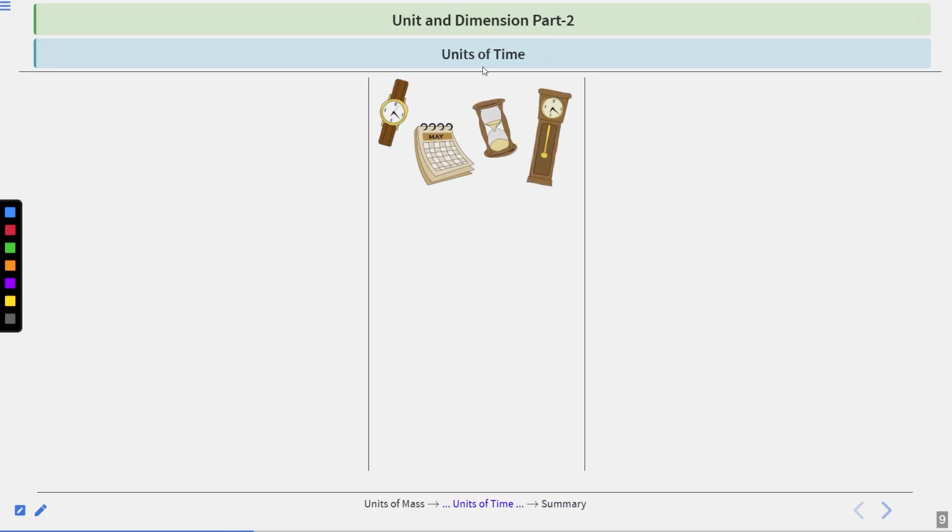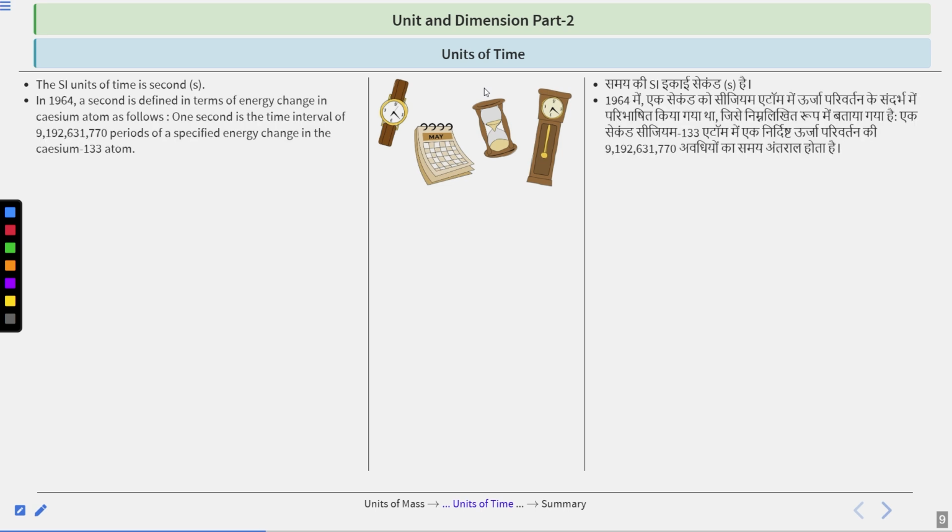Now, units of time. That is what we require to understand here. So, the SI unit of time is the second, represented by the small letter s. It was in 1964 when a second got defined in terms of energy change in the calcium atoms as follows.